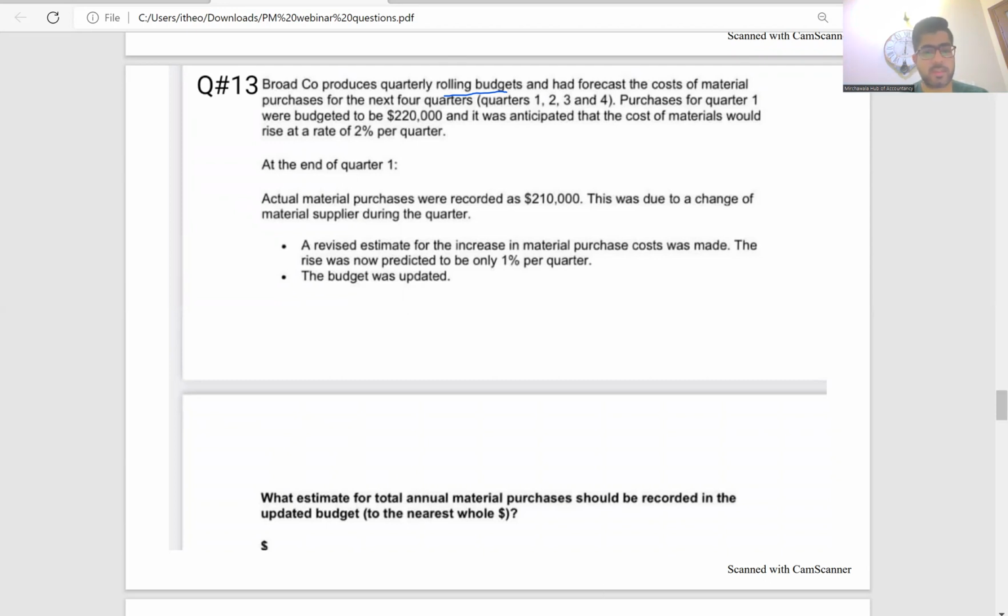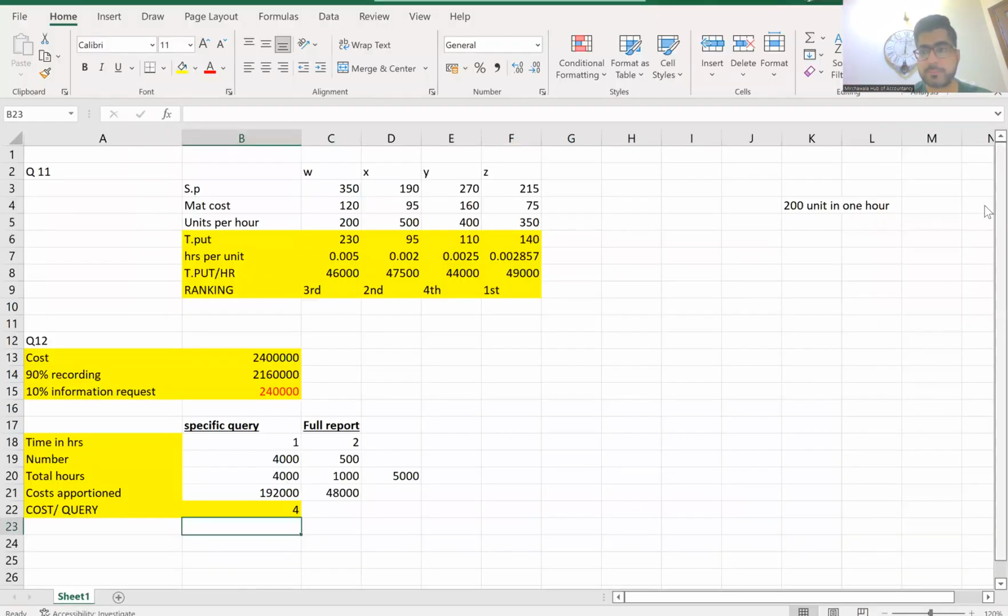So it makes a rolling budget and has forecasted the cost of material purchases for the next 4 quarters.